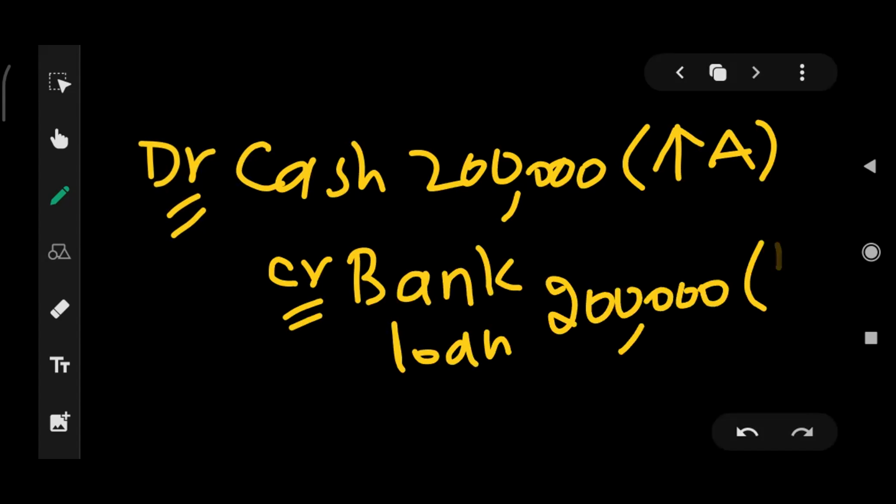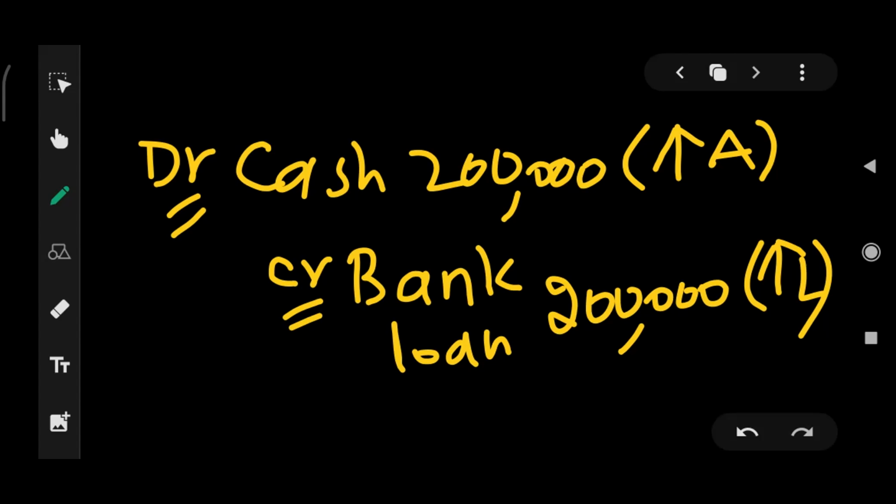200,000. Why I credited it? It's an increase in liability. So whenever you receive a loan from the bank, the corresponding two effects are that there is an increase in asset. The name of asset is cash. I will record the cash as a debit entry because whenever asset is increased, it's a debit entry. And the corresponding credit entry is a bank loan. Bank loan is a liability, and whenever the liability is increased, it's a credit entry.